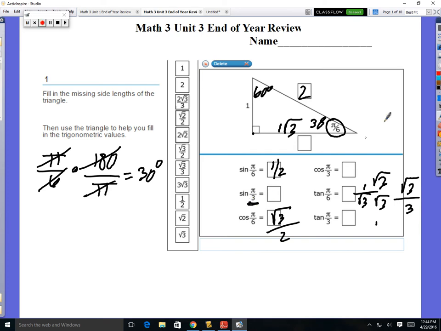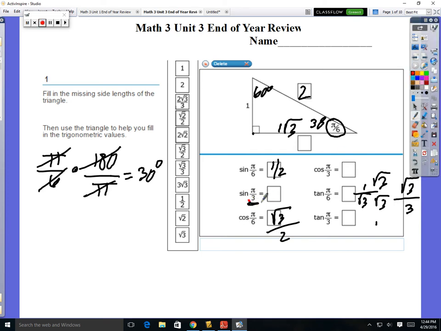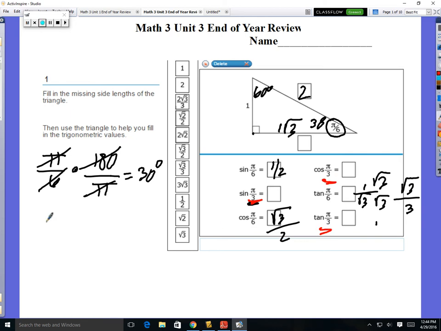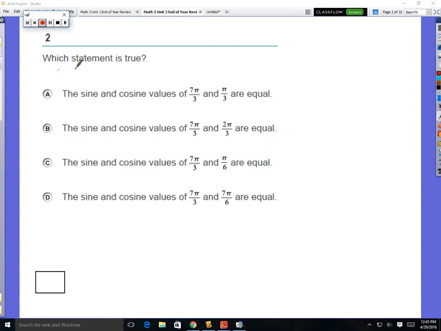Okay, now these other guys, the pi over 3, that's this thing right here, that's 60 degrees. If you times that by 180 over pi, it's 60. So sine of 60, now you're changing positions. Opposite over hypotenuse, square root of 3 over 2. Cosine is adjacent over hypotenuse, 1 over 2. Tangent is opposite over adjacent, square root of 3 over 1. And there you go. And which one of these is true?